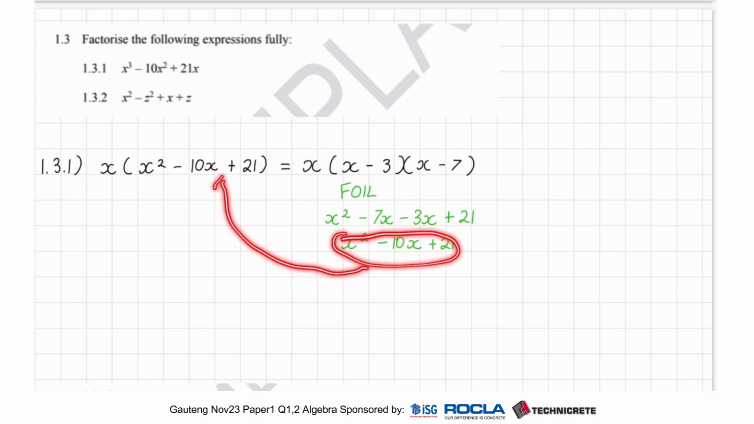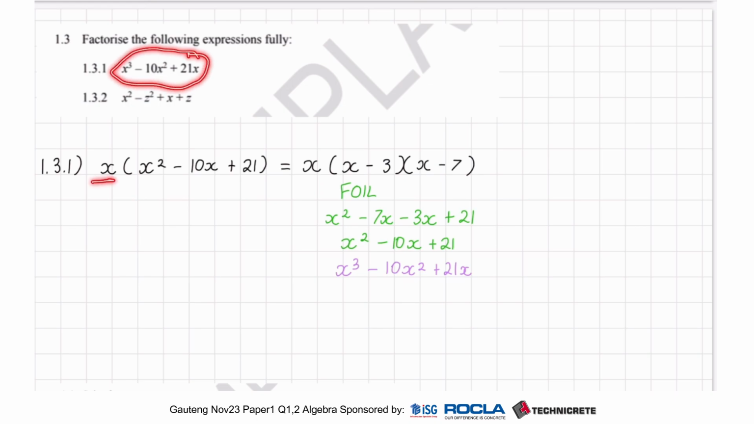And if I multiply all of the terms by x again, then I'll have x cubed minus 10x squared plus 21x, which is what I had originally before I took out this x here. So I know that I factorized correctly.